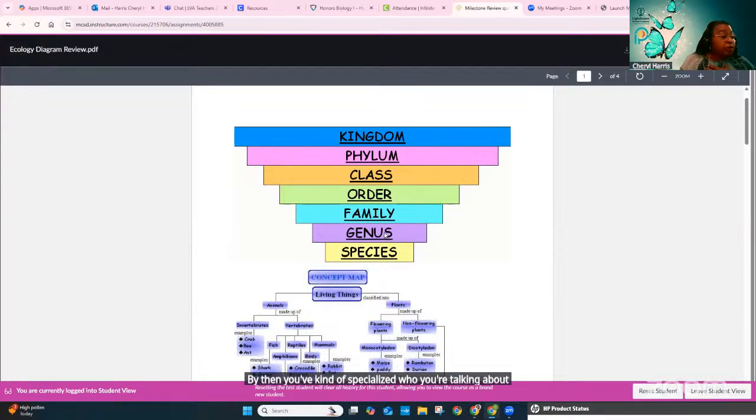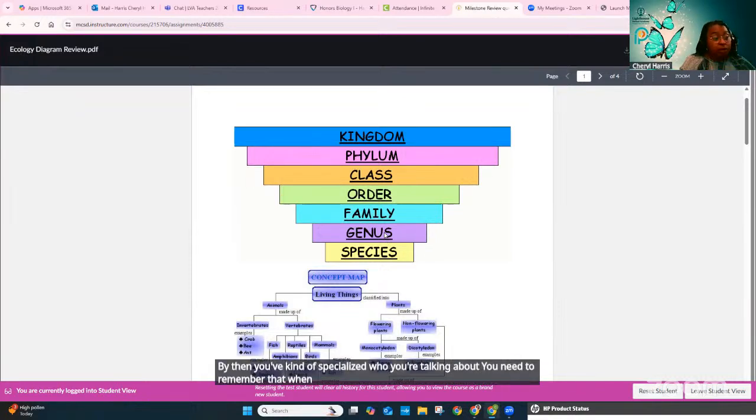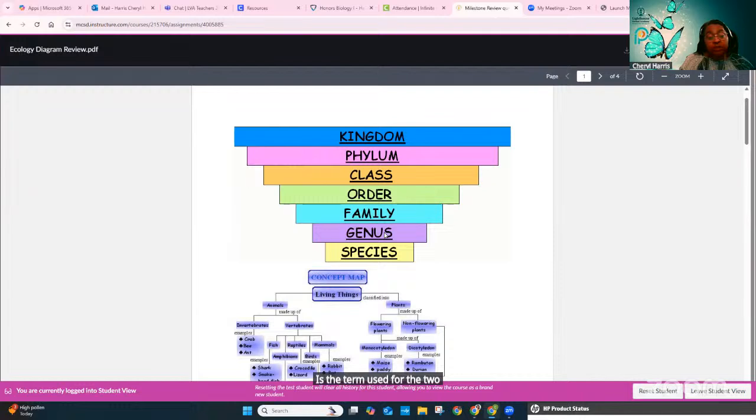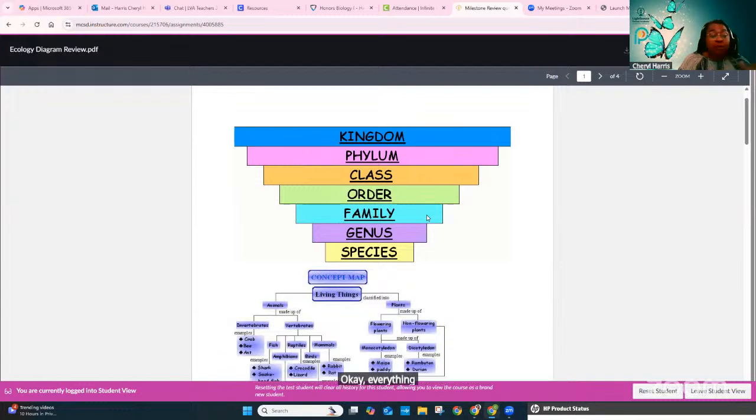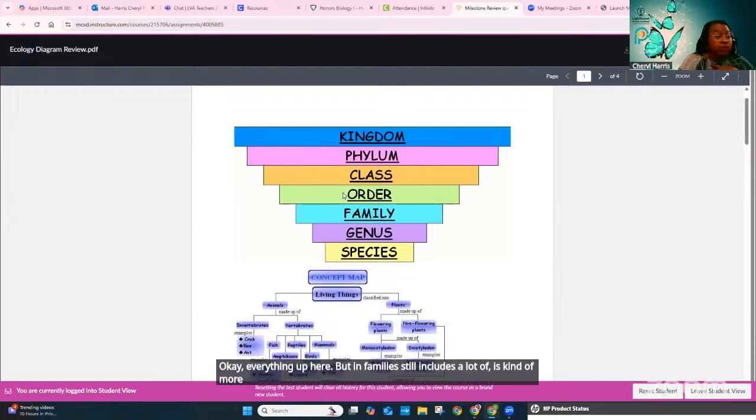You need to remember that when you name an organism, we call it a binomial nomenclature, is the term used for the 2-word system of naming. So genus and species is the name that you are going to end up giving the actual organism. Okay, everything up here, but in family still includes a lot of, is kind of more specialized, but order still includes a lot of organisms. Class also includes more. So as you go up, it broadens, it includes a lot of things.